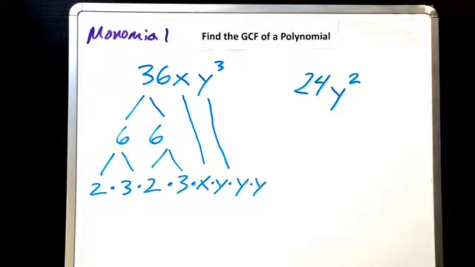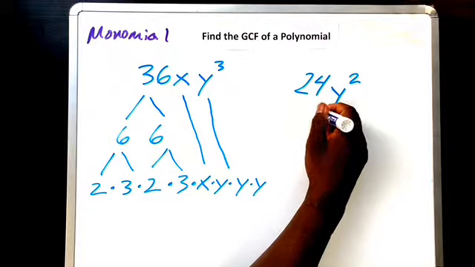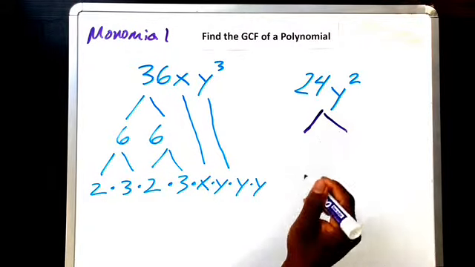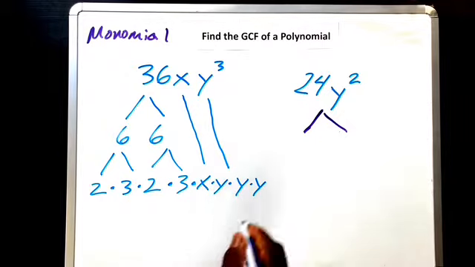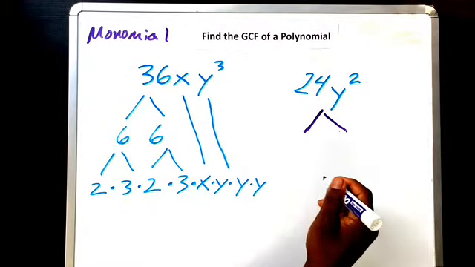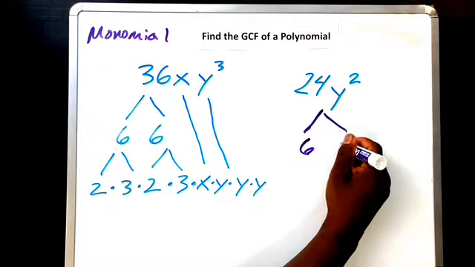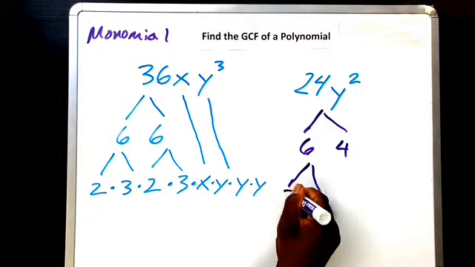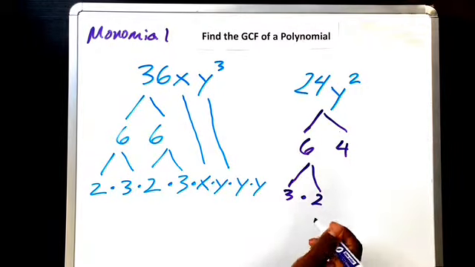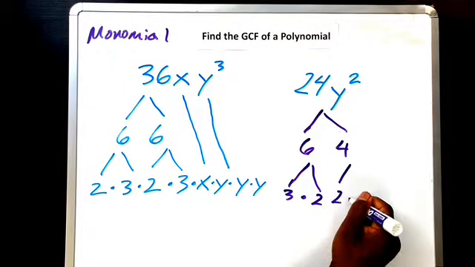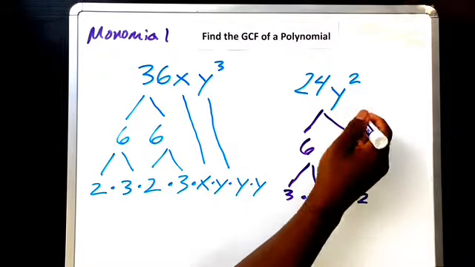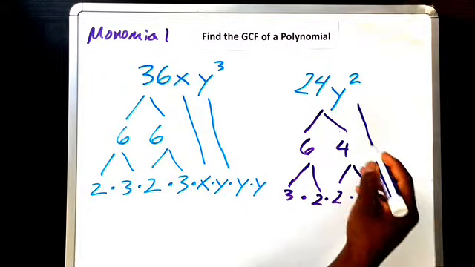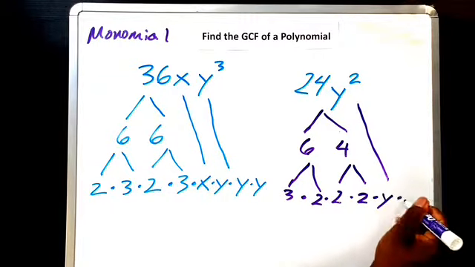Now, we're going to do the same thing, but this time we're going to deal with the coefficient 24. So let's say two factors that give us 24. Let's go with 6 and 4. And then we multiply 3 and 2 to give us 6, and then 2 and 2 to give us 4. And then we're going to bring down the y value. We got two of them: y squared, times y times y.